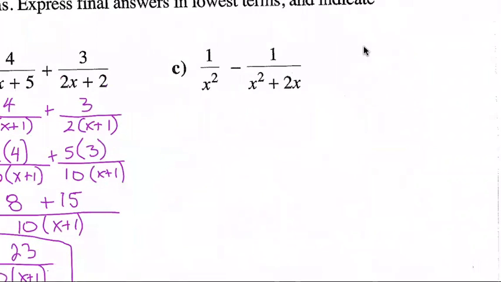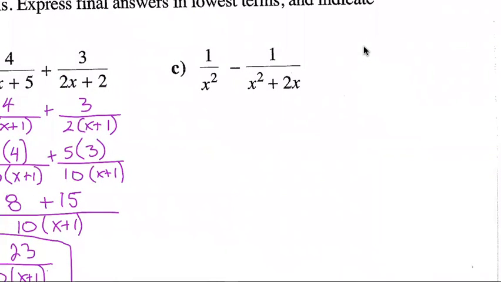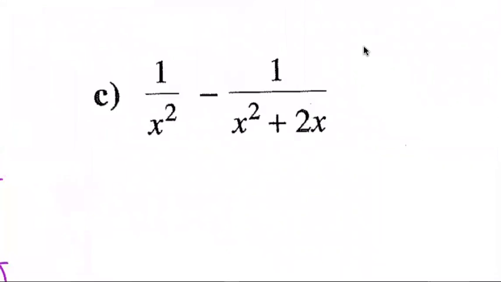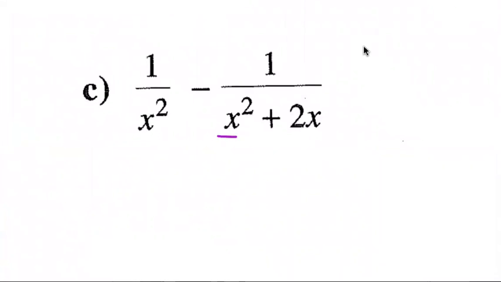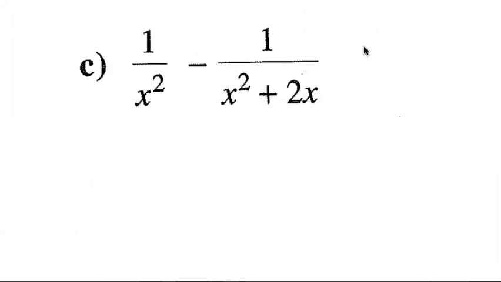Question C. 1 over x squared minus 1 over x squared plus 2x. So now these may look like part of a common denominator, but this plus sign, this is one term, so we have to be really careful. Okay, so I still need to do some factoring on my denominator on the right-hand term.